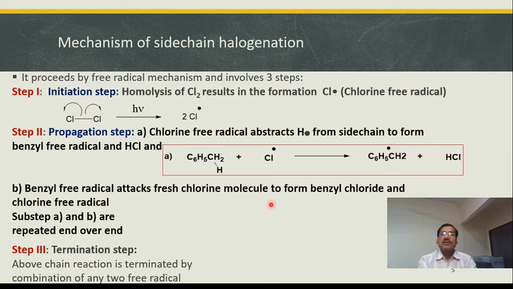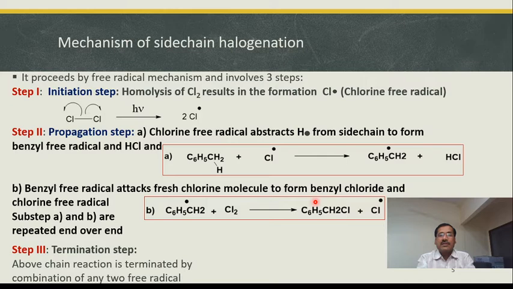Thereafter what happens? Now you have a benzyl free radical and you have chlorine, because in the reaction flask you have chlorine as well as the toluene. Now what will happen? This benzyl free radical eventually attacks a fresh molecule of chlorine, resulting in the formation of benzyl chloride and a chlorine free radical.